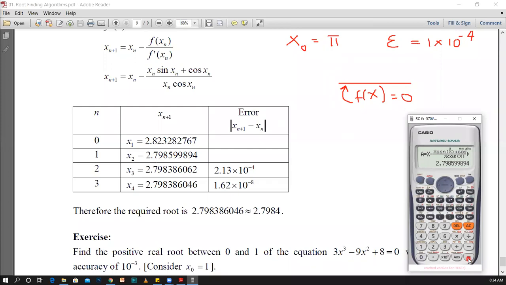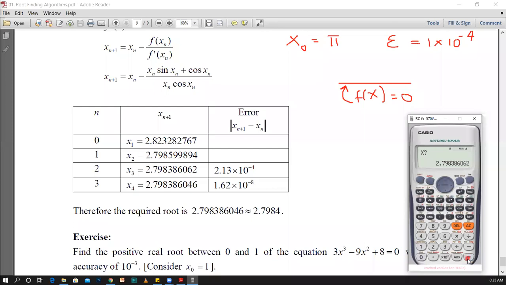Therefore, I will continue for the next iteration. Then I will get the next answer as 2.7983866062. Then if I compare these two values, the first decimal place is equal, second equal, third equal, but the fourth decimal places are not equal. Anyhow, I have compared this value. Now it has been obtained as 2.13 into 10 to the power minus 4. But the predefined error limit is 1 into 10 to the power minus 4. Then we cannot terminate. Then we have to go for the next iteration.